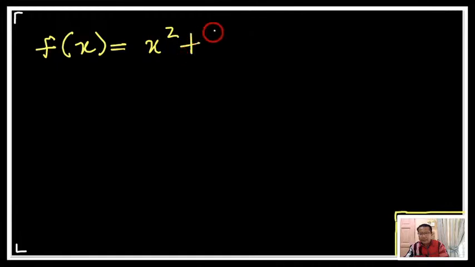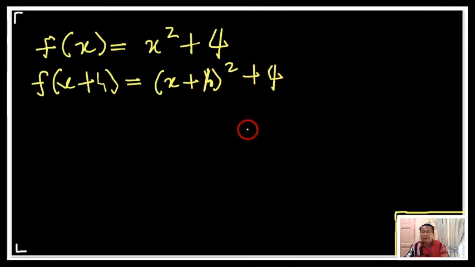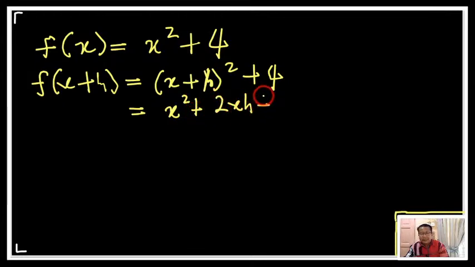Okay, another example. f(x) is equal to x squared plus 4. So f(x plus h) is equal to (x plus h) squared plus 4. So this one is equal to x squared plus 2xh plus h squared plus 4.